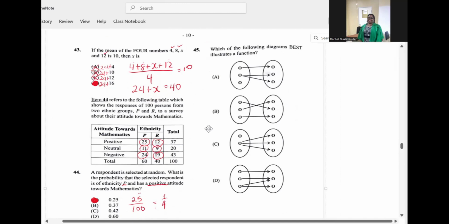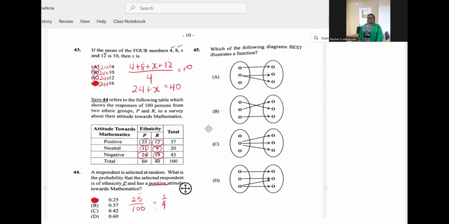Which of the following best describes a function? A function is either 1-to-1 or many-to-1, meaning that everything on the left must only have one partner on the right. You can have more than one on the left going to one on the right, but never the other way around. So watch this, right?